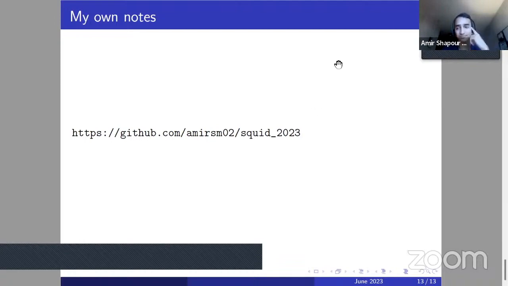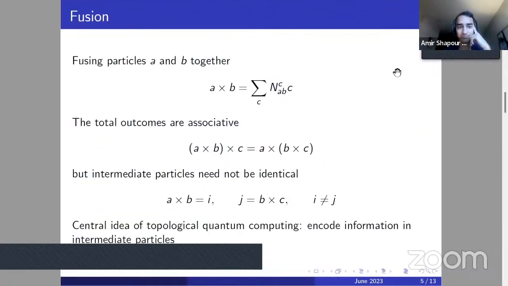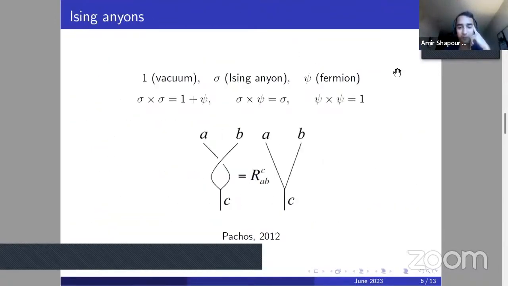Yeah, I have a quick question. If I'm remembering correctly, Ising anyons aren't universal for quantum computation, right? Do you know what the requirement is for universal quantum computation using anyons? Is there some requirement you have to place on the exchange statistics?